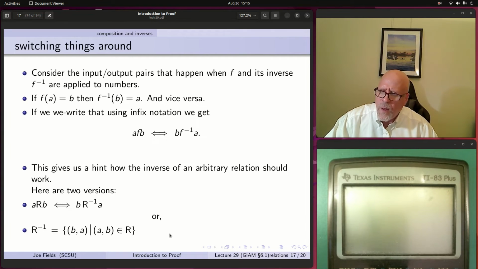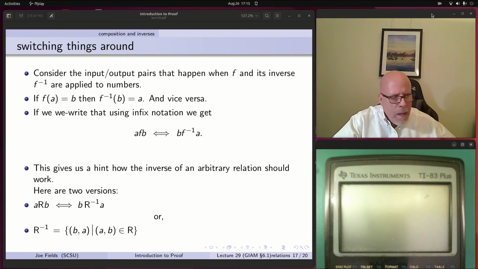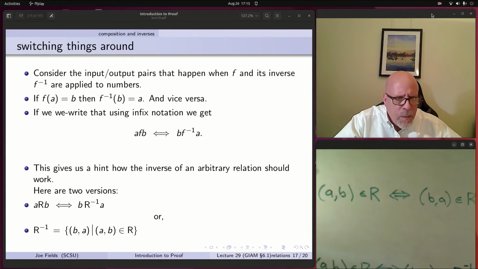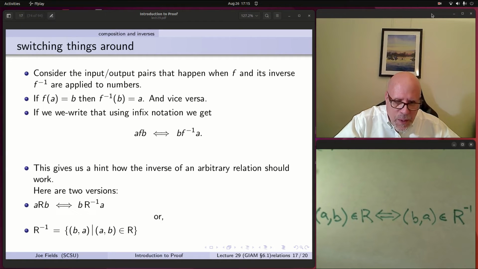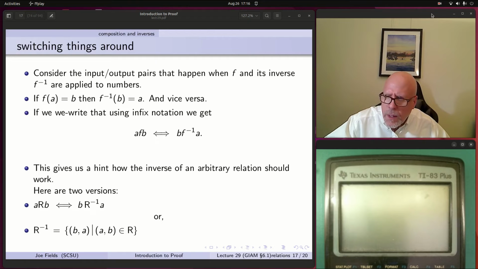There's probably another way you could denote that by saying BA is an element of R inverse if and only if AB is an element of R. Kind of felt like it was cheaty for me to just say that last bit. So here it is written out. I can barely fit it on the screen, but the pair AB is in the relation if and only if the pair BA, with the terms swapped, is in the inverse of the relation. Okay. All right, what's our next slide?